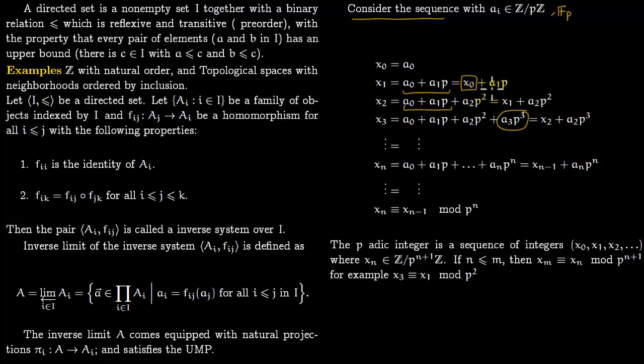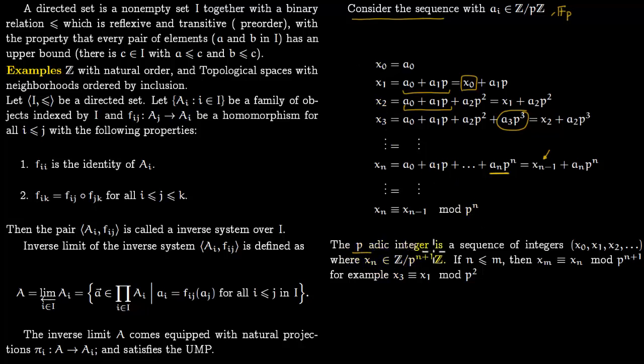If you mod out by p, you get x0. If you mod out by p squared, you get x1. You mod out by p cubed, you get x2. So xn is like this, and if you mod out by p^n, you get x_{n-1}. Again, you are adding an additional term each time. So in general, xn is equivalent to x_{n-1} modulo p^n, just like I have explained here.